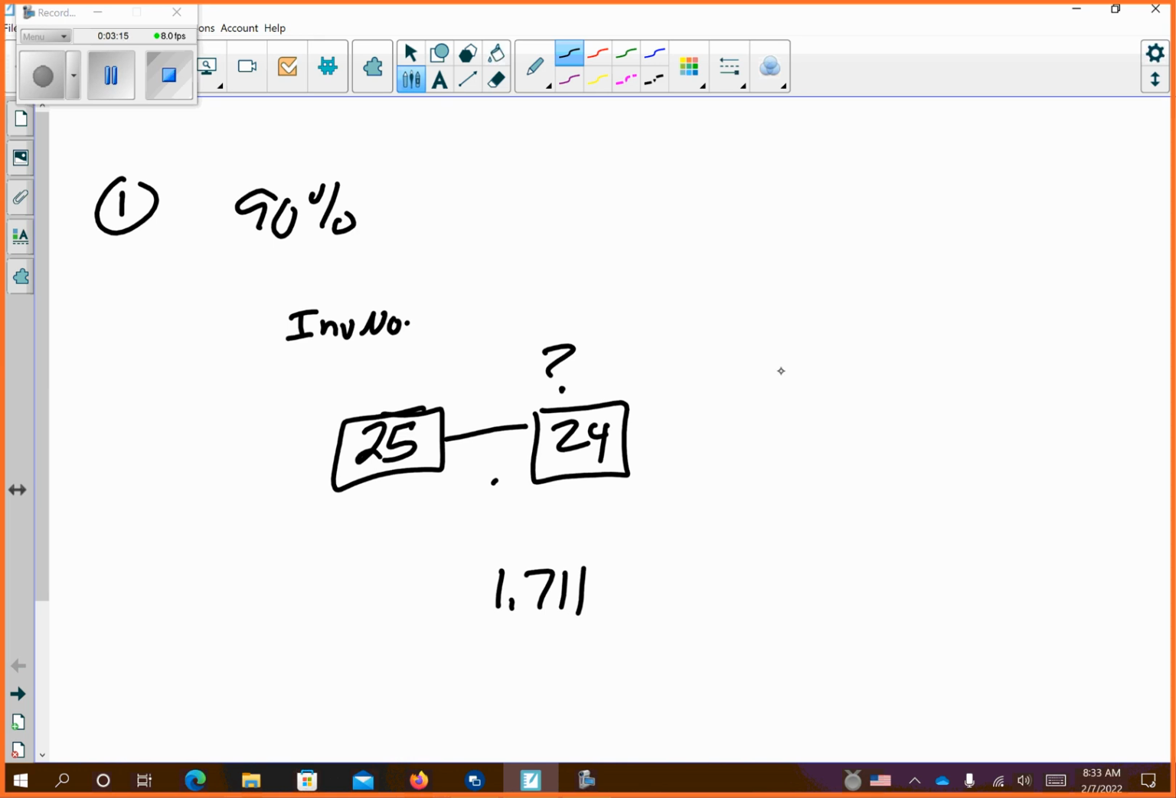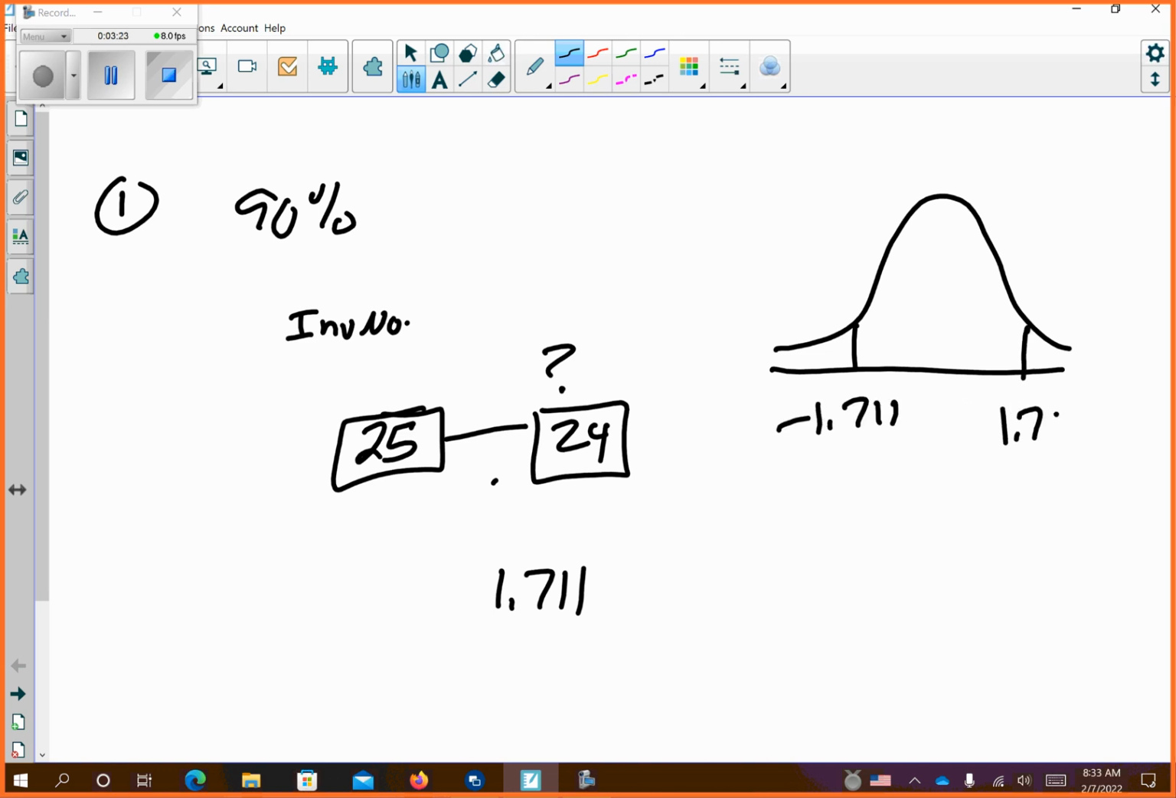So what that means, again, we keep drawing a normal distribution. If I went out 1.711 standard deviations from the mean, this region here would be 90% of the area under the curve. That's all it is. Okay? Calculate the margin of error at a 90% confidence.